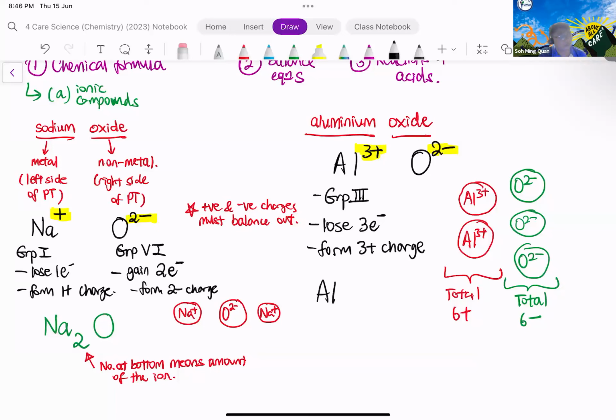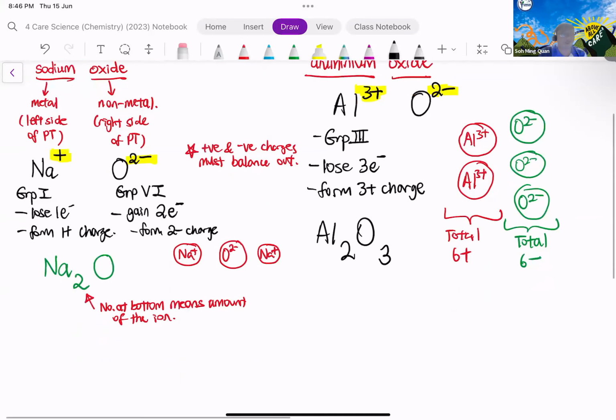Therefore, the formula is Al2O3. Okay, that's the final formula of aluminium oxide. Now, as a summary, the idea is the positive and negative charges must balance out. So whenever you write an ionic compound, you must first write the charges out. Don't be impatient and rush into assuming that there must always be one of each ion. It doesn't work that way. In fact, in these examples that we have just seen, there is more than one of the ions, right? It is not a clear 1:1 ratio.